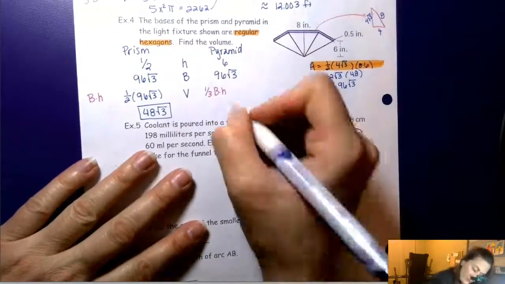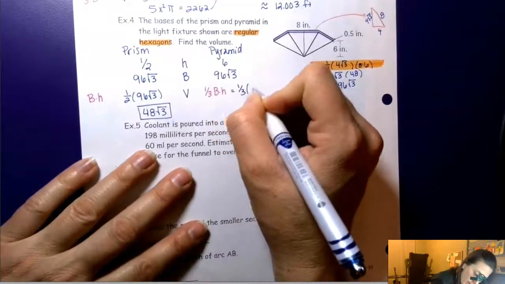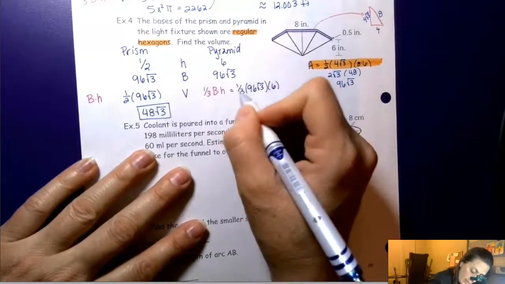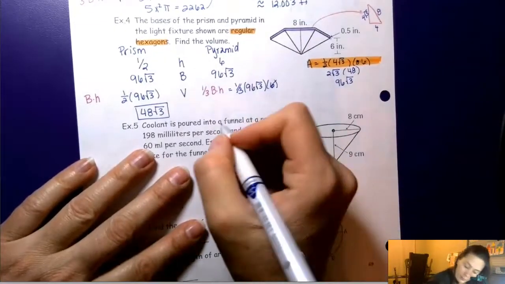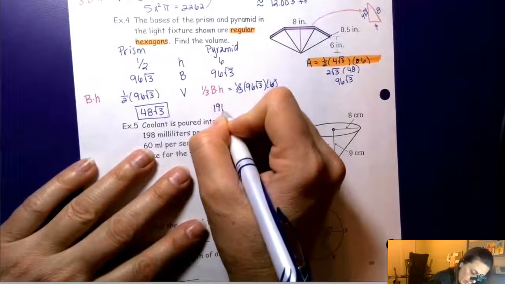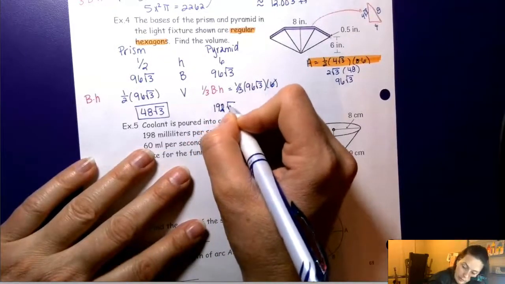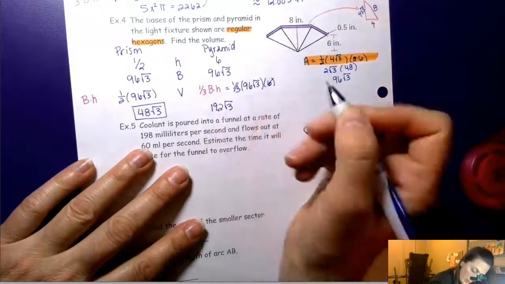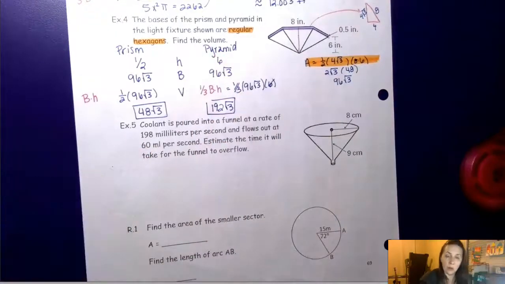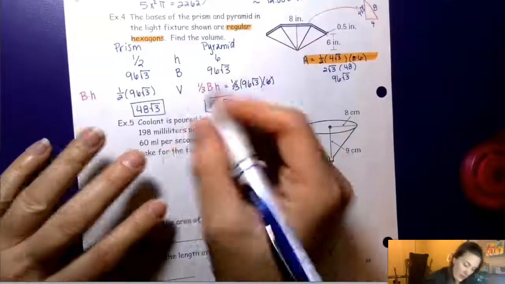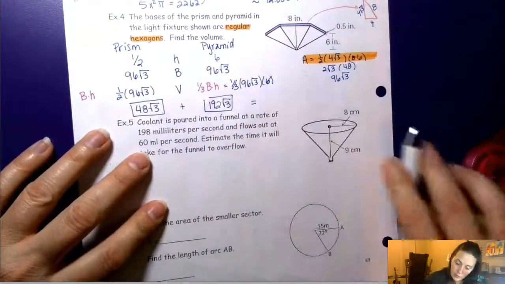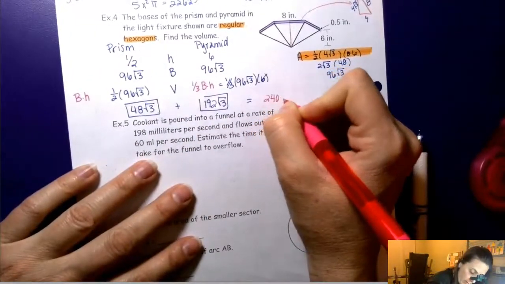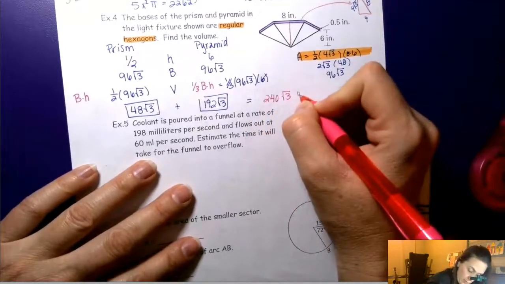The volume of the pyramid is going to be 1/3, 96 root 3, times the height of 6. So 1/3 of 6 is going to be 2 times 96. I end up with 192 square root of 3. That's 192, sorry. Now I want to find the total volume, so this is the volume of the prism, volume of the pyramid. I'm going to add those together to get a total volume of, I can add like terms here, 240 square root of 3 inches cubed.